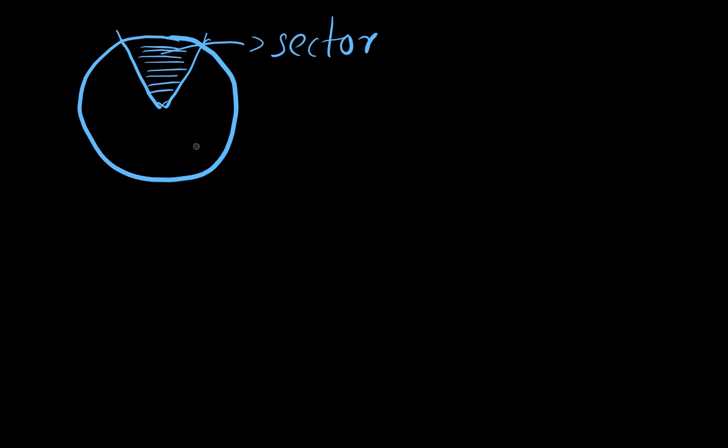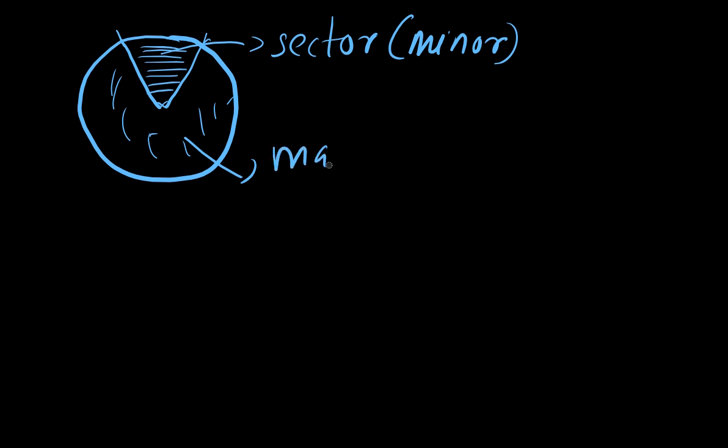The smaller sector is known as minor sector, and I have another portion here. This portion is known as major sector. So the area bounded by an arc and two radii is known as sector. The smaller sector is called the minor sector, and the larger sector is called the major sector. Okay. Next, that is sector.